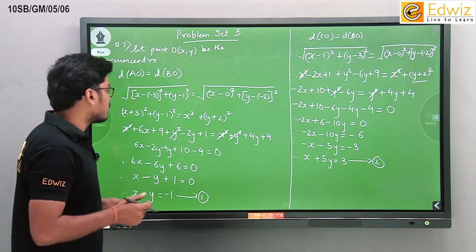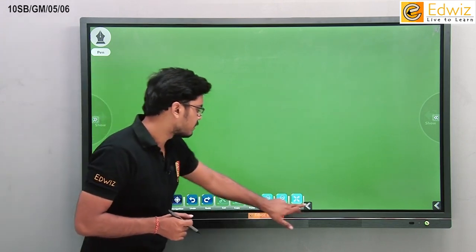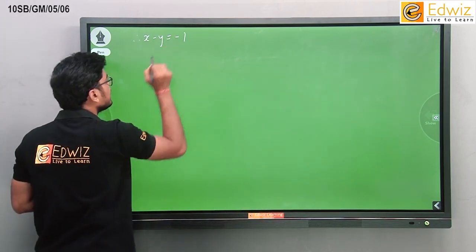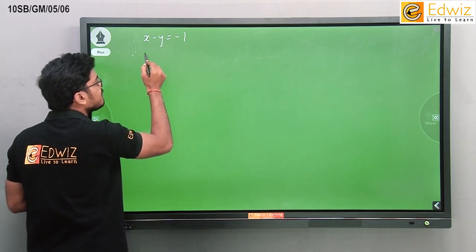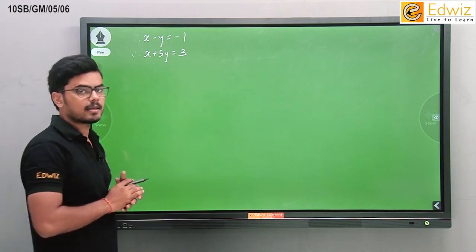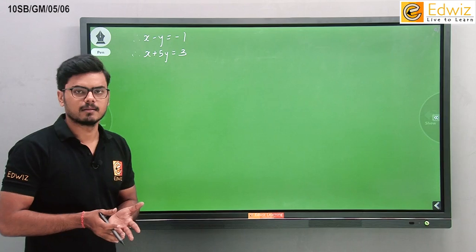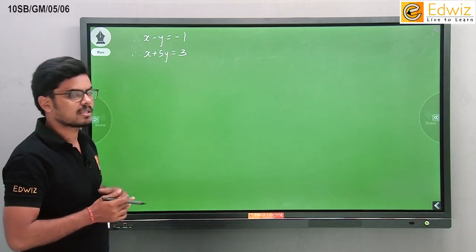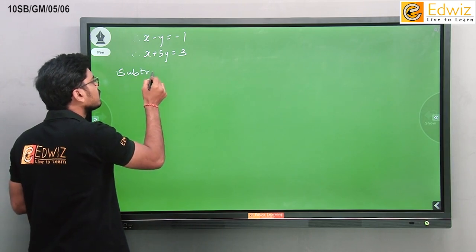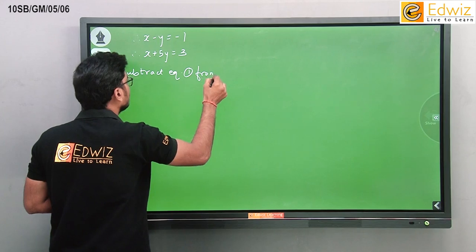Okay, so now let us go to the next page where I solve the equations. The equations were x minus y equal to -1 and second equation was x plus 5y equal to 3. Correct? अभी इनको solve कैसे कर रहे हैं? We can simply use elimination method. This is equation number 1, this is equation number 2. Subtract equation number 1 from 2.